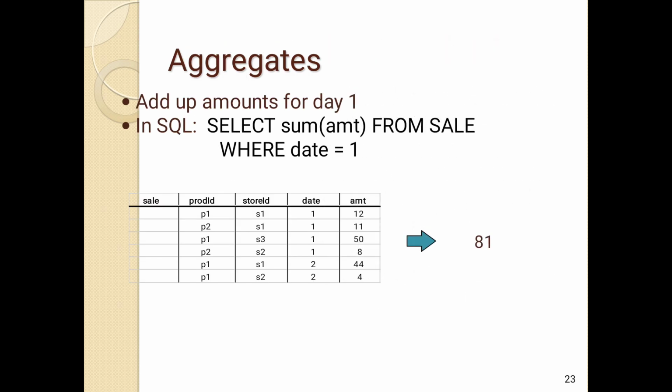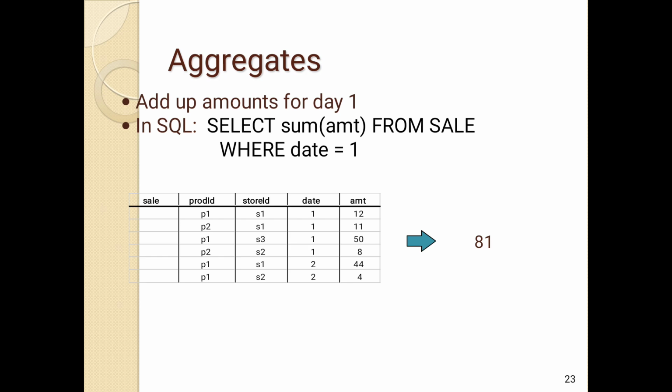See aggregates. So add up the amount for day one. Consider day one. So see the query: select the sum of amount from sale where date is equal to 1. So considering the date, the month starting, right? So what is the amount, that means the profit for a single day, from stores S1, S2 and S3. Okay, so calculate the sum of amount.